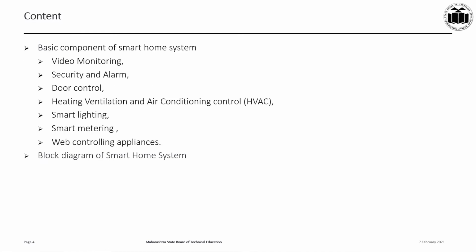We will begin this session with the basic components of a smart home system. Under this, we will see briefly about video monitoring, security and alarm, door control, HVAC, that is heating, ventilation and air conditioning control, then smart lighting, smart metering and voice controlling appliances. We will also discuss the block diagram of a smart home system in this session.